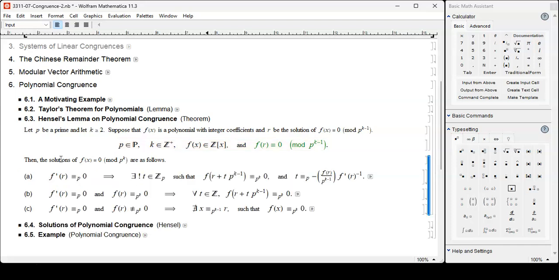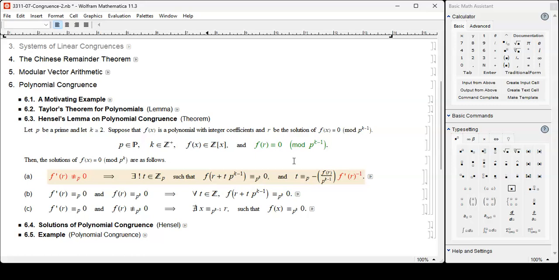Then we have, I still didn't correct it. Sorry about that. We just did part A, the main case. If the derivative evaluated at r is not congruent to 0 modulo p, then we have a unique solution, r plus t p to the k minus 1, congruent to 0 modulo p to the k power, where t is this. And then that's non-zero here. Therefore, the inverse exists.